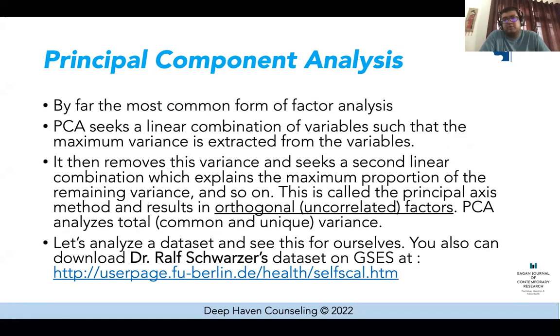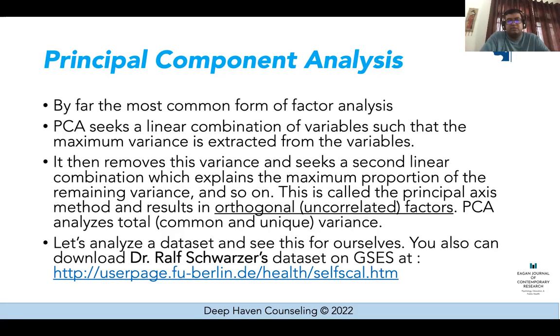Principal component analysis is by far the most common form of factor analysis, and PCA seeks a linear combination of variables such that the maximum variance is extracted from variables. And here you can also observe the type of components you extract. Now there are two types of components. If the components that you extract should not correlate with each other, then we call them orthogonal factors. If they need to correlate with each other, then we call them oblique ones. So PCA removes this way.